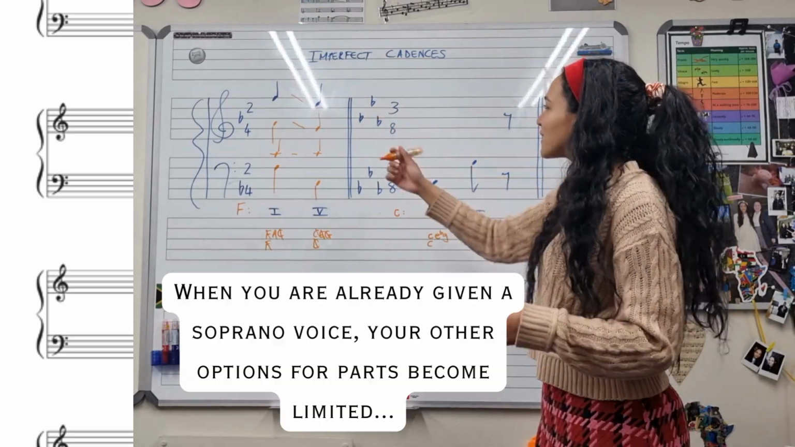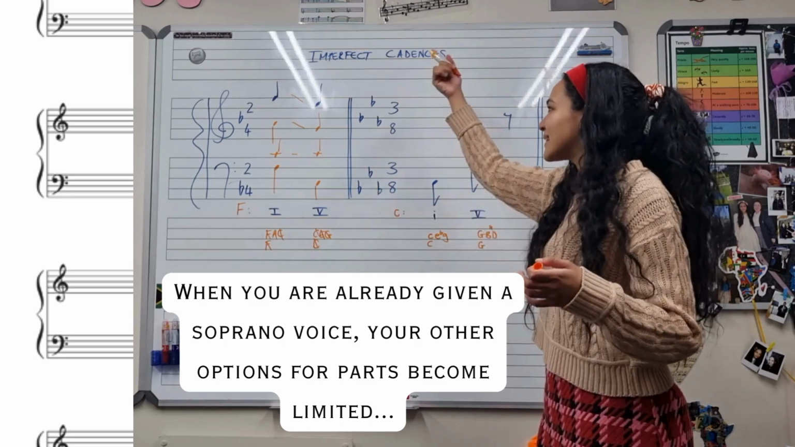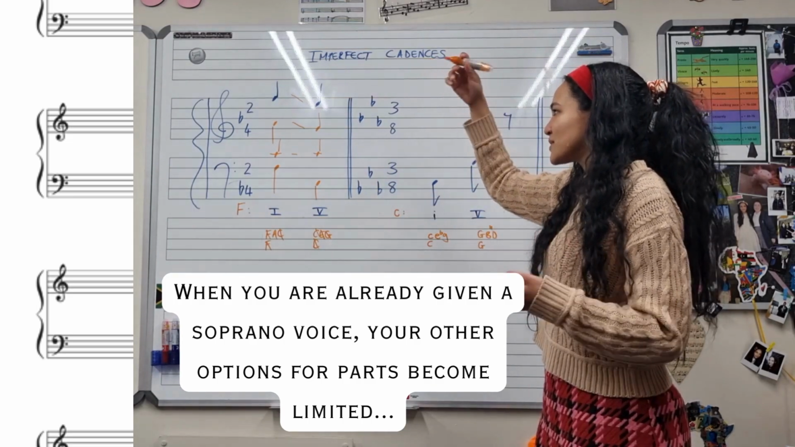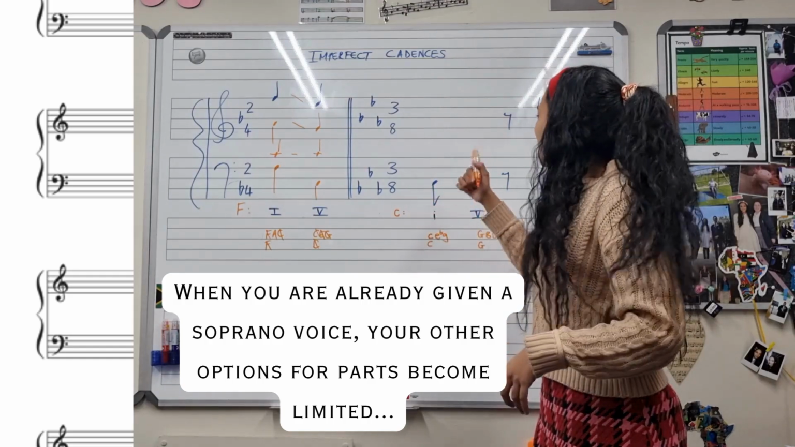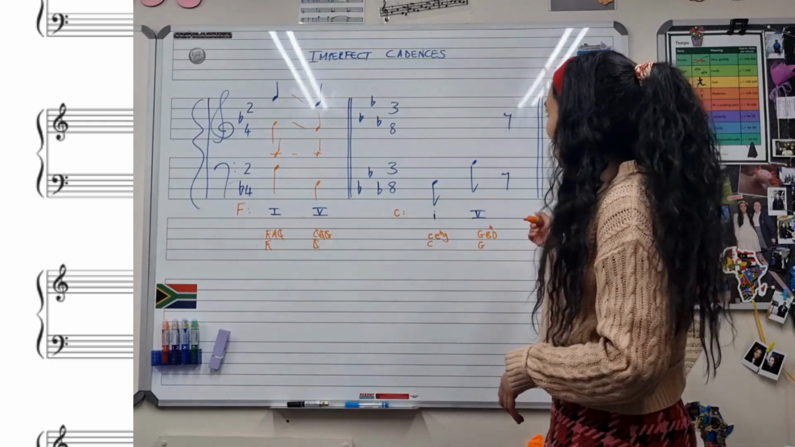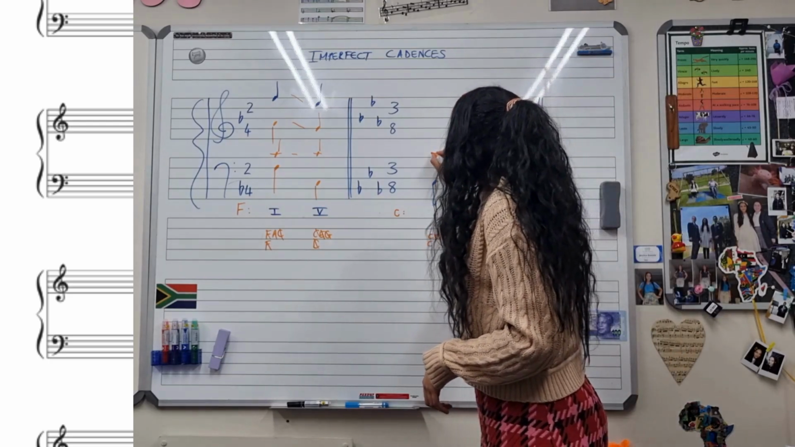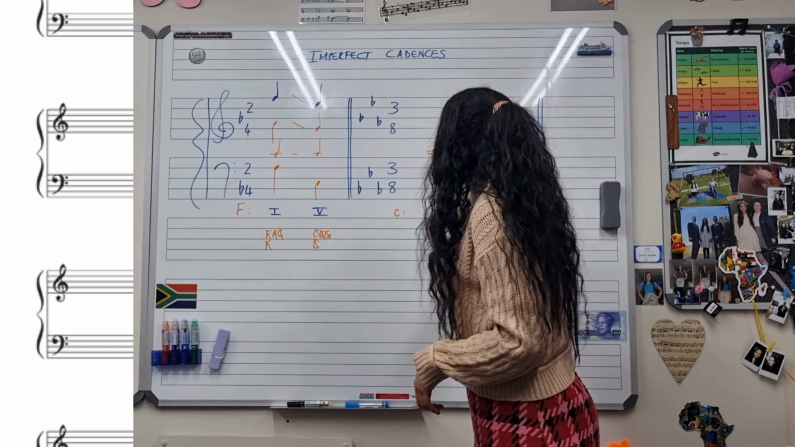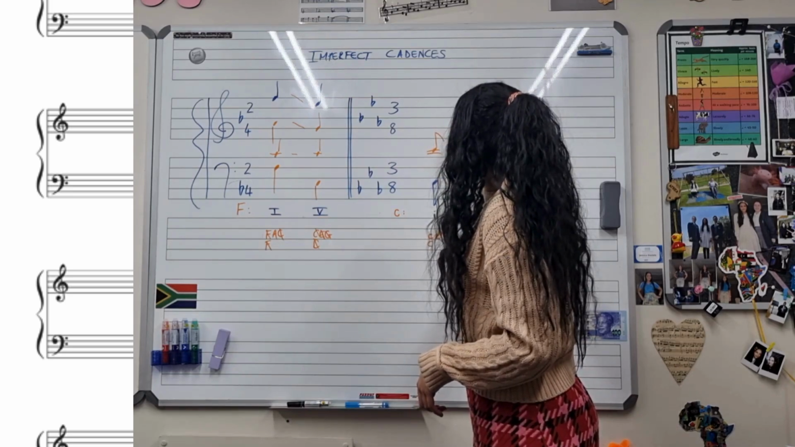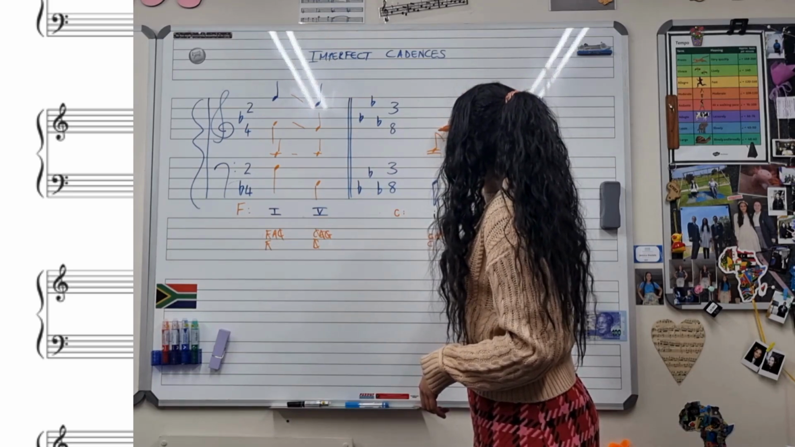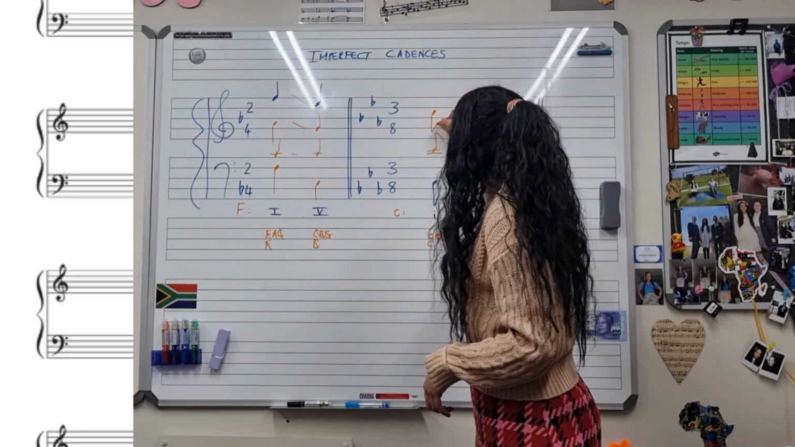Because with the soprano you're kind of hooked in. Yes, your root notes must go in the bass, but then your soprano voice is given, so you have a limitation of where to go with the alto and tenor. But of course over here we have free reign, so I am going to have a high E flat. I am going to have a C over here. I'm going to have a G.